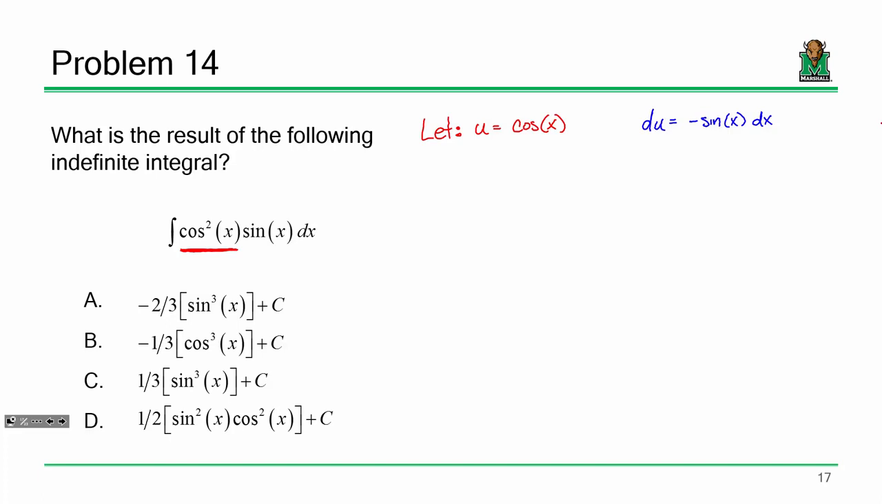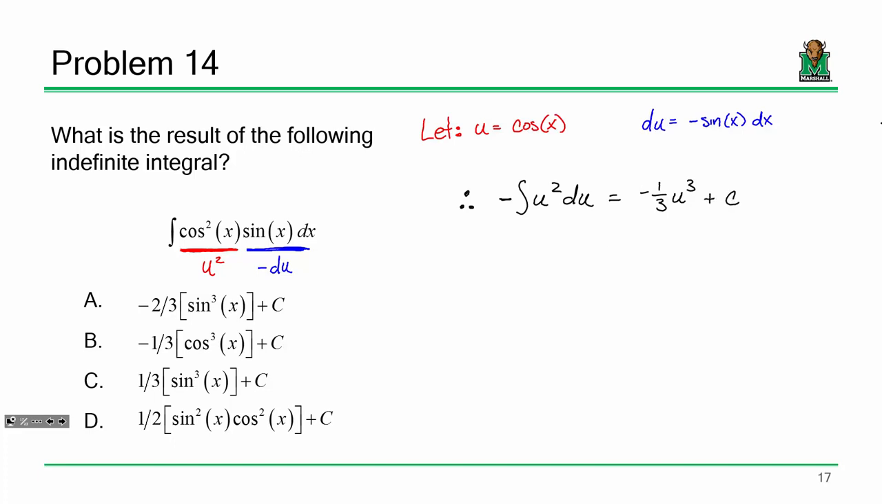Now, if I go back to my original integral, what is that term right there, based on my assumptions? No, the underlying term. Now, what is this term? There you go. So really what we're evaluating is the negative integral of u squared du, which is what? Negative 1/3 u cubed plus c.